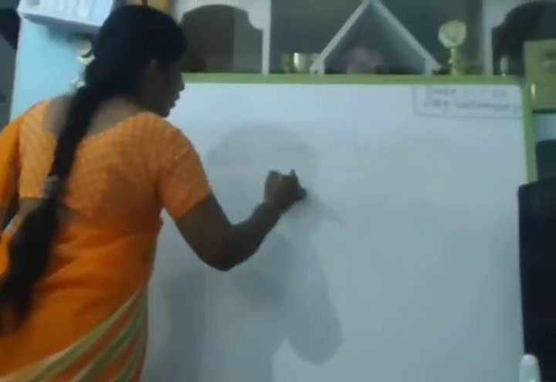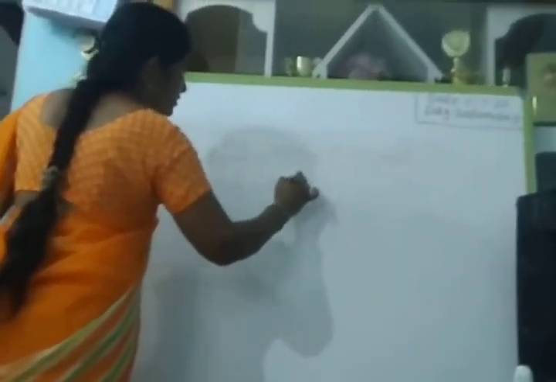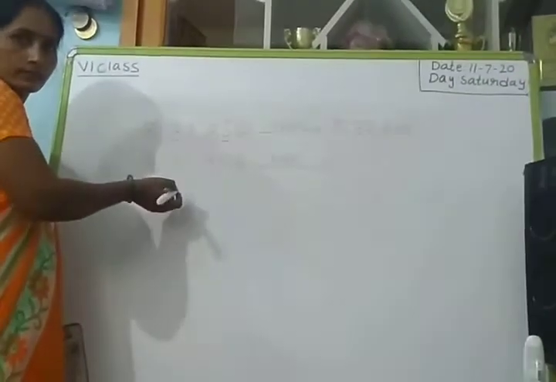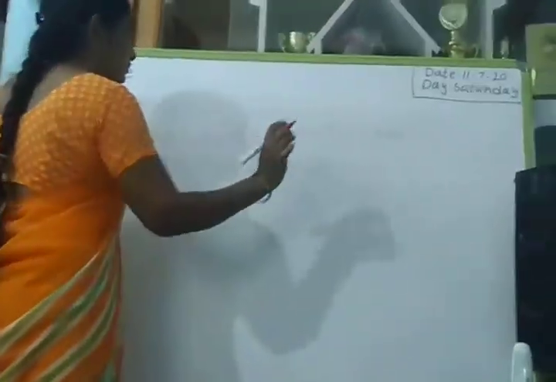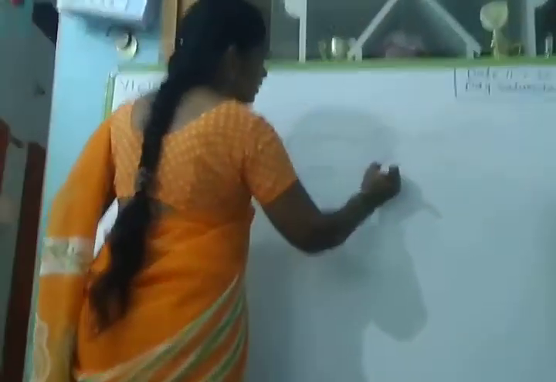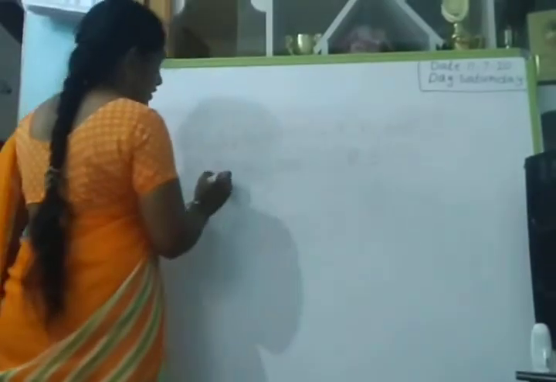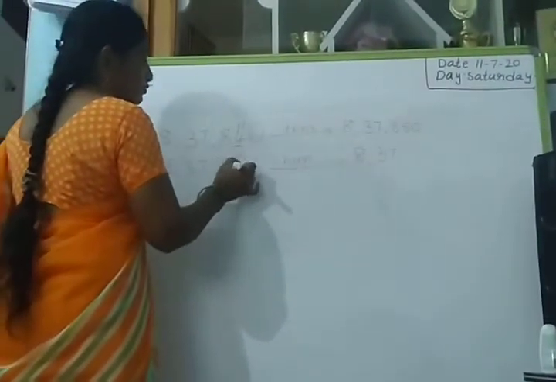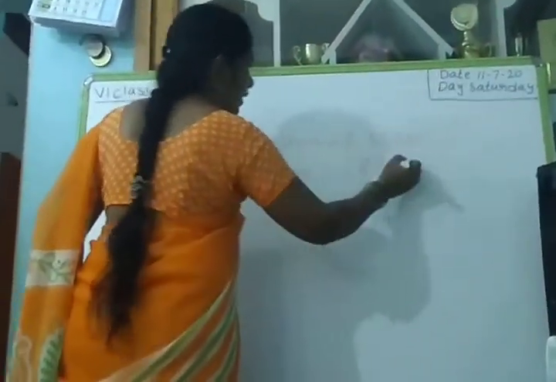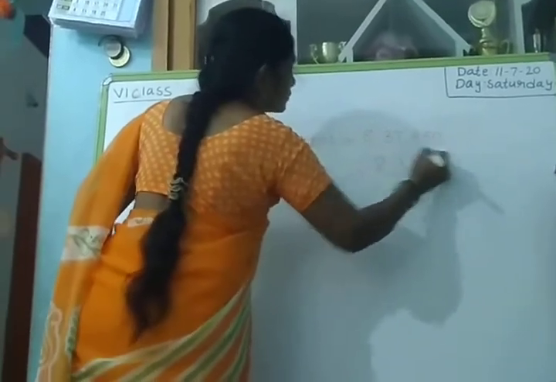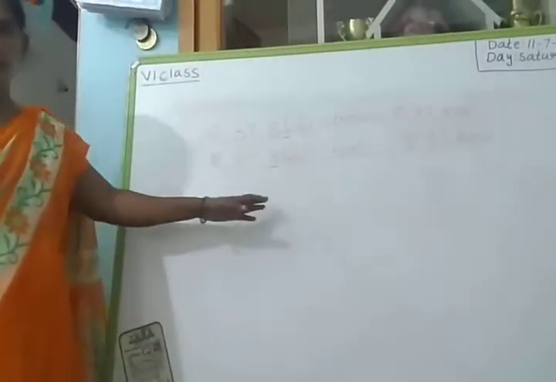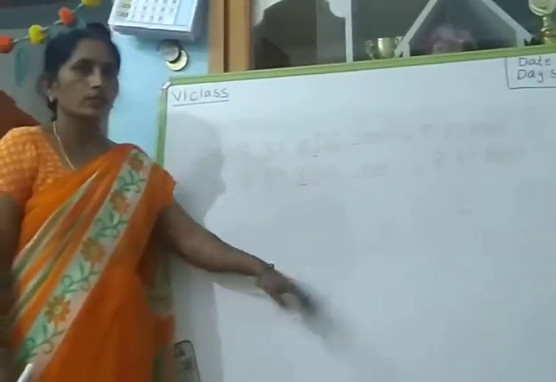Next, 8,37,846. Round off to the nearest hundreds. It is 8,37,800, since for the hundreds place we look at the tens place digit, which is 4. So there is no need to add; write 0s. So like this we can do thousands and 10,000s place also. Next class we will discuss the next topic.